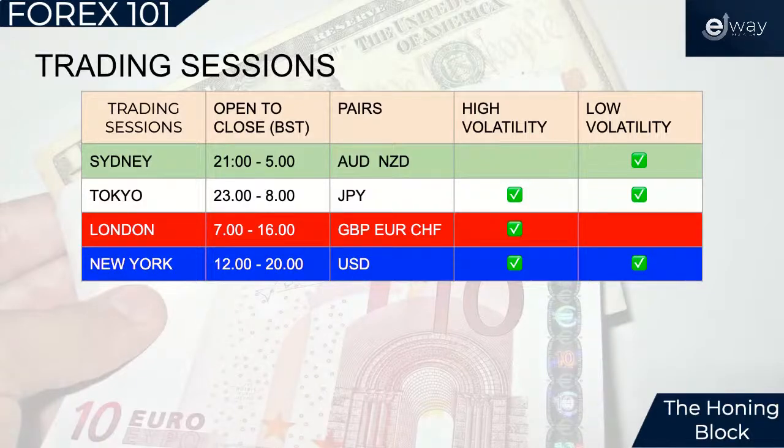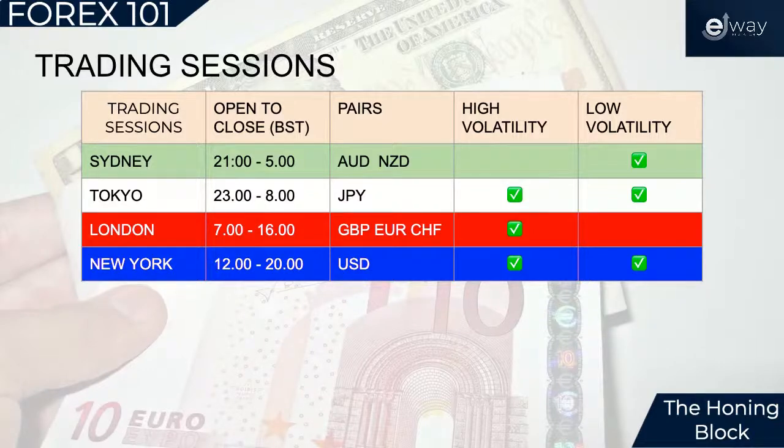The next session down is the Tokyo session that begins a couple of hours after the Sydney session, which is from 11 p.m. British Standard Time till 8 a.m. And the main currency that brings the most liquidity is the Japanese yen. That is what JPY stands for.